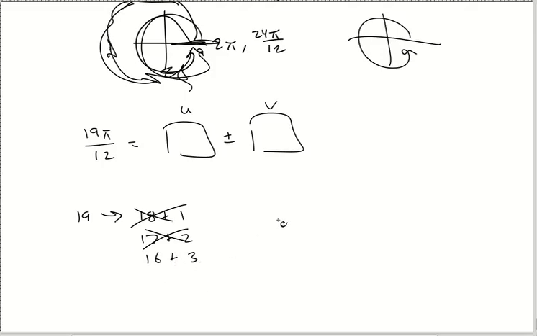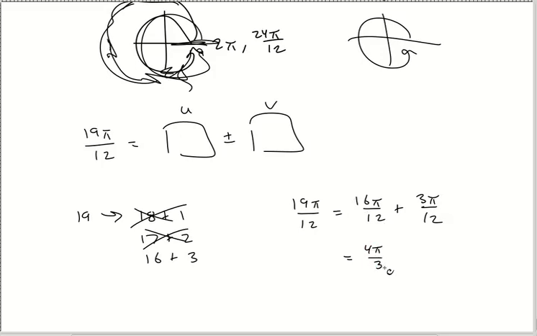So let's just assume for a second we got 19 pi over 12 is equal to 16 pi over 12 plus 3 pi over 12. We're just going to try this out and see if it works, okay? This is a logical, good statement, but I want to simplify these and see if it works. So what can they cancel is a 4, leaving a 4 pi over 3.